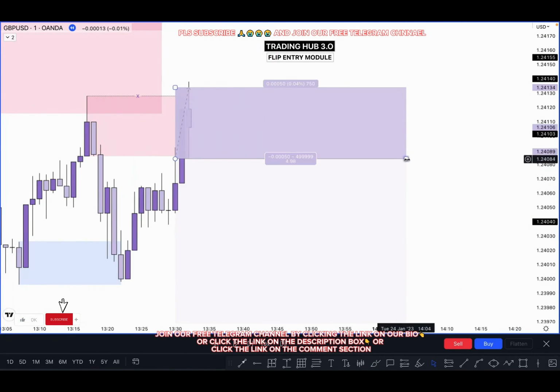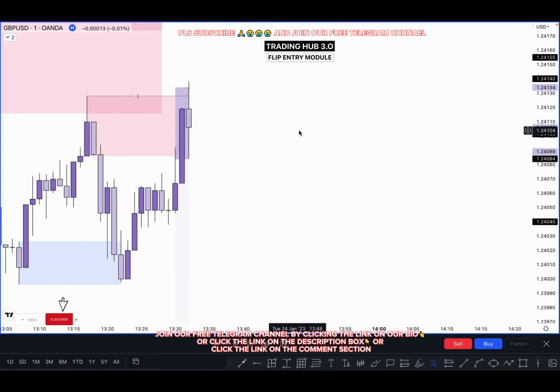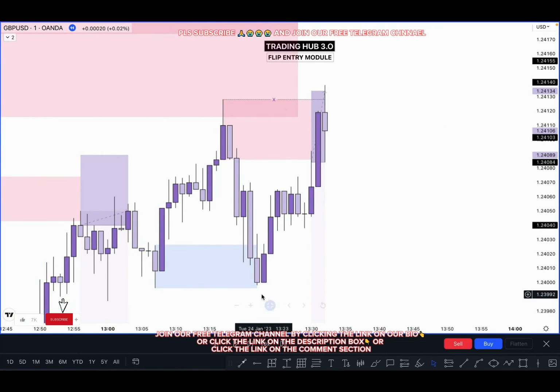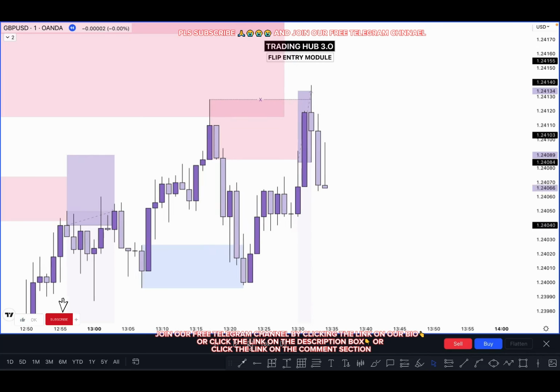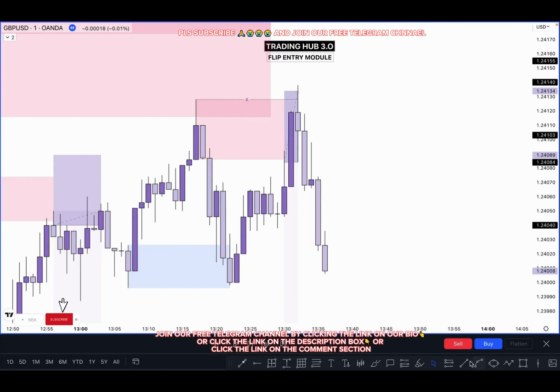And this one is not a valid entry model as per our entry plan, correct? So let's see what happened next. Finally the market broke this low, which is here. So this one is our valid pullback, and this one is our valid change of character, right? So where is our entry in this case? Where is our unmitigated order block? This demand is here, and where is our supply?